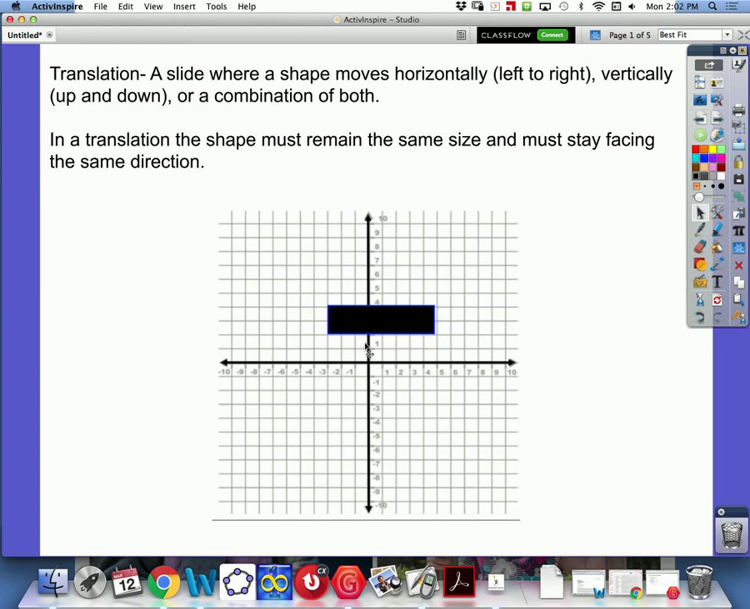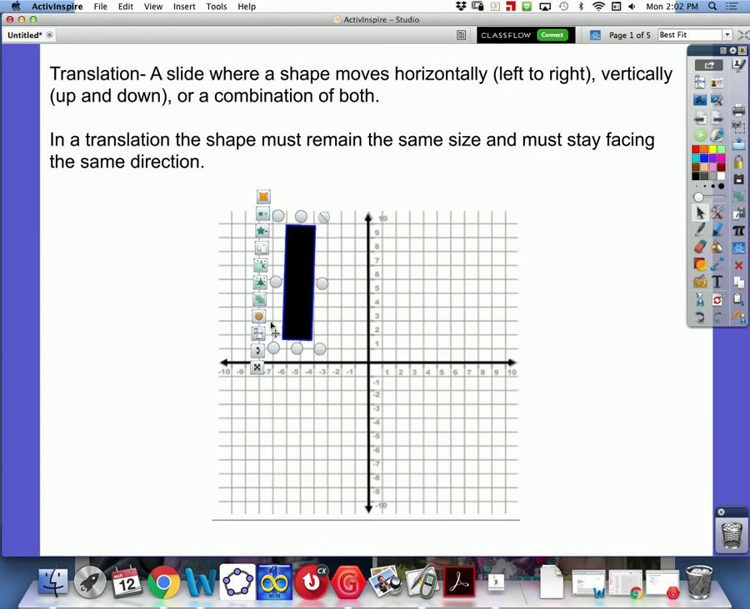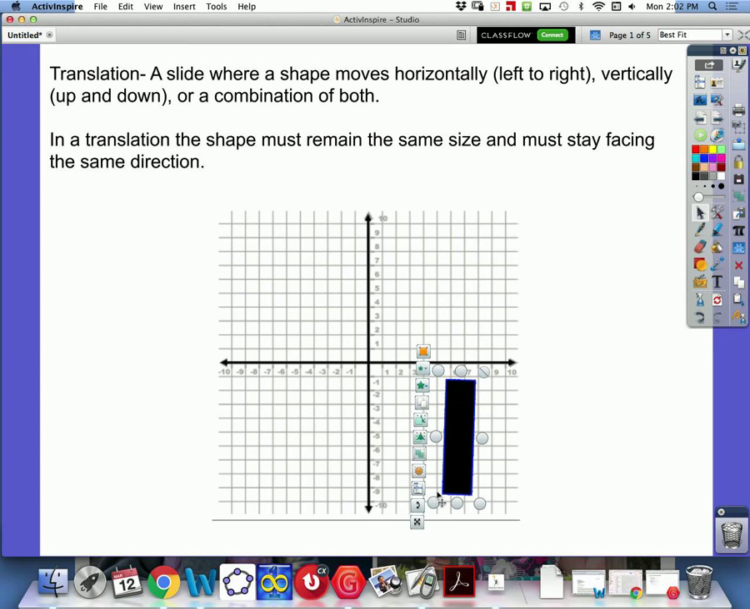Something important to remember is that in a translation, the shape always must remain the same size. It's not allowed to get bigger or smaller, so it always has to stay the same, and it must always look the same. If this is long here, I can't translate it and have it looking tall like this. That means it either rotated or reflected.